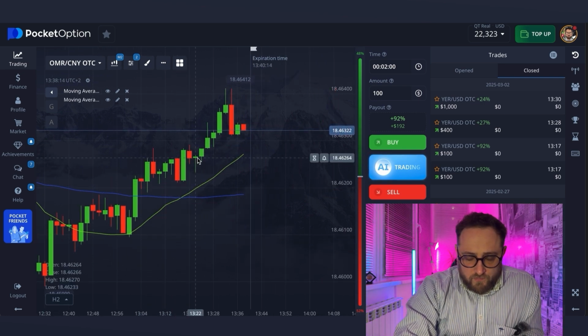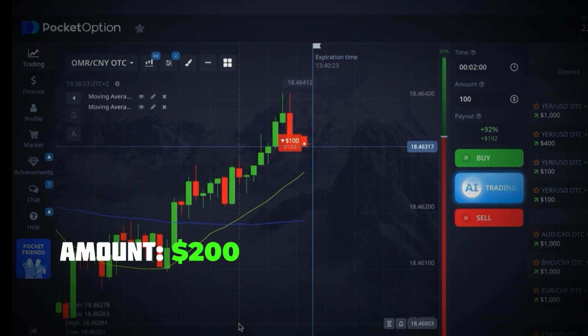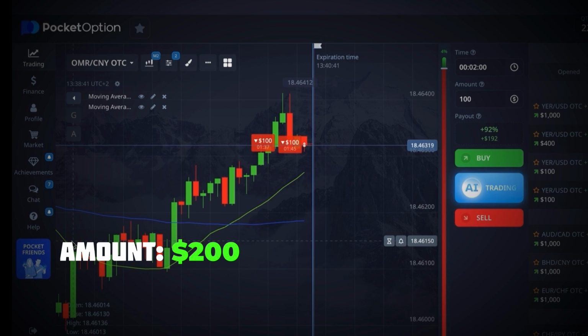Let me check. Yeah, I think it's 7 or 8. Yeah, it's a good signal, and I put 100, and I will put another 100, because we already see a couple of candles, and we see the new trend. Signals look solid, so we're going.